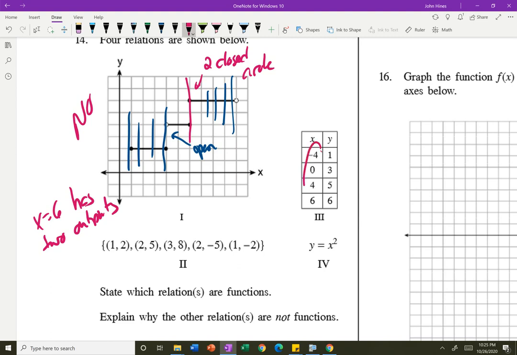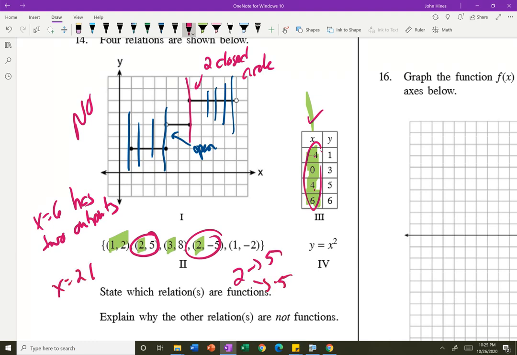Let's look at our table. We check our x's: negative 4, 0, 4, 6. That's good. This one is good here because my x's didn't repeat at all. Let's check number 2 here. 1, 2, 3. Oh, 2 goes to 5 and 2 goes to negative 5. 2 is splitting there. 2 is going to 2 different outputs. So x equals 2 has 2 outputs.